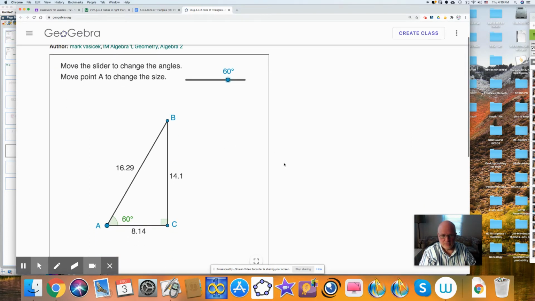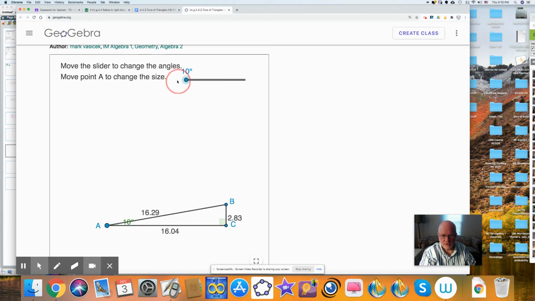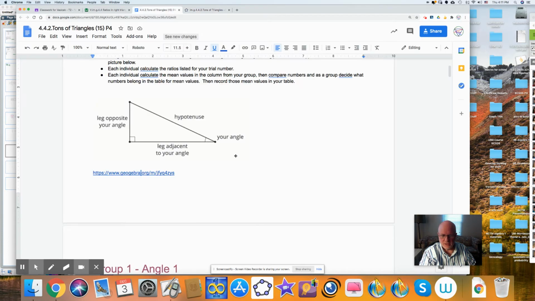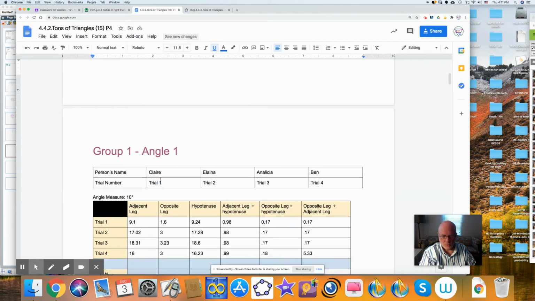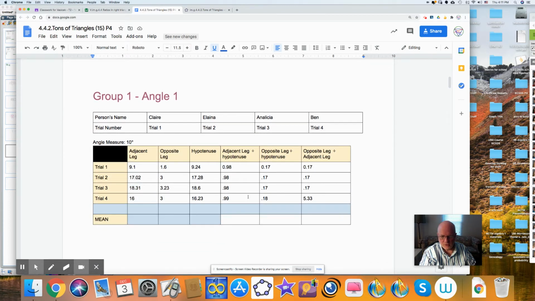So if I have an angle, say I'm given 10 degrees, I can move A to make this a different size. I can make it, say, 10 or 10.7. From this 10-degree angle, this is the adjacent side. The opposite is over here, and this would be the hypotenuse. So you were to record your values in a table with your partners. Which partner? 1, 2, 3, and 4. And everyone gets to record their numbers.